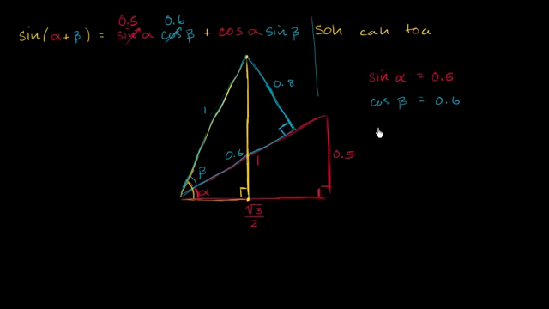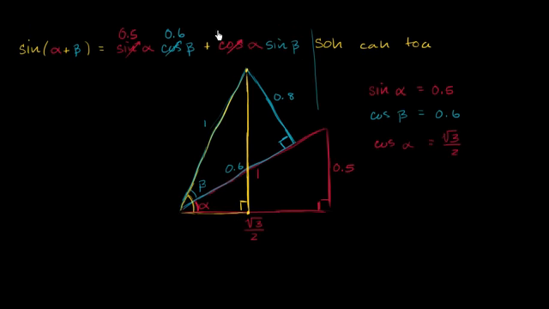Cosine of alpha. Adjacent over hypotenuse. It's square root of 3 over 2 over 1. So that's just square root of 3 over 2. And then finally, sine of beta. Sine of beta, opposite over hypotenuse, is 0.8. Actually, let me write that as 4/5. It's the same thing as 0.8, just because I think it's going to make it a little bit easier for me to simplify right over here. So what is all of this equal to?